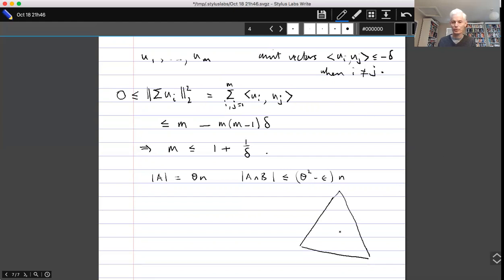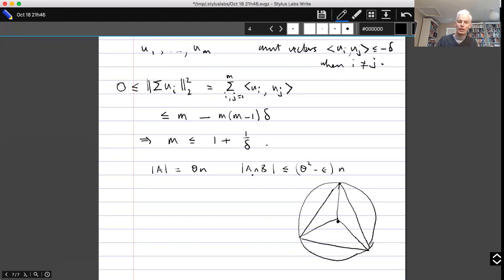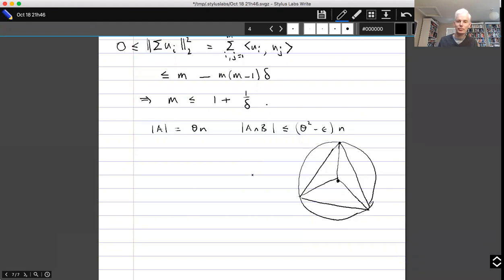So if I want 3 unit vectors whose inner products are all at most minus a half, I've got a nice unit circle here, and this was supposed to be an equilateral triangle, so I've chosen 3 points equally spaced around the circle. Do a little bit of trigonometry, you'll find that their inner products are all at most minus a half, and I've got 3 of them, and that's the bound that we get here. So from that, you may be able to guess that if delta is 1 over k, then the best we can do is to take the k plus 1 vertices of a regular simplex in k dimensions. And that is indeed the case.